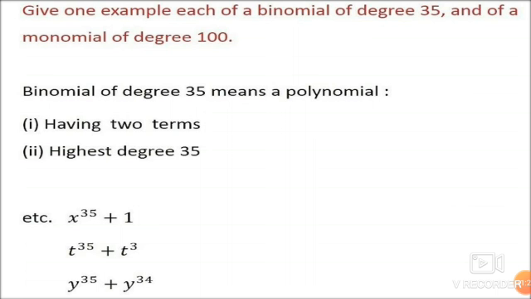Suppose for example, x to the power of 35 plus 1, t to the power of 35 plus t cube, y to the power of 35 plus y to the power of 34. All those expressions show only two terms containing one variable. Wherever two terms are there, such expressions we can call a binomial.